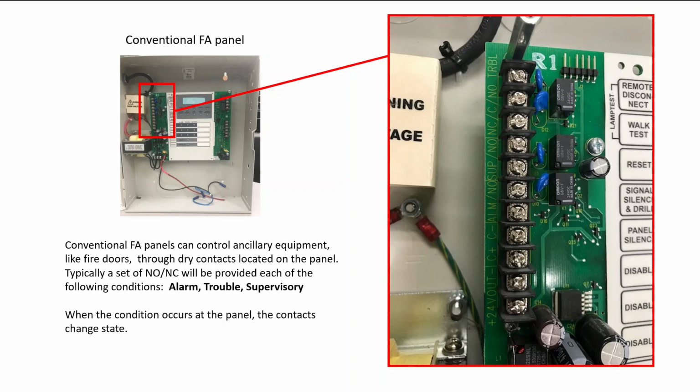And so you can see them all listed and labeled all the way down here. We have trouble, we have supervisory, and we have alarm. So most control panels or fire alarm panels will provide a set of normally open and normally closed contacts for each of the conditions alarm, trouble, and supervisory. When the condition occurs at the panel, the contacts which are provided on the left-hand side will then change state. And so we can use those to control things like fire dampers and fire doors.